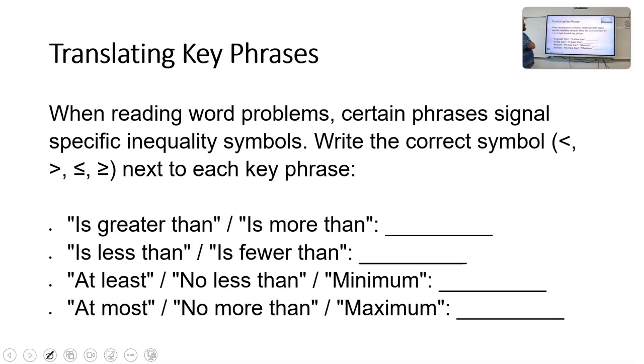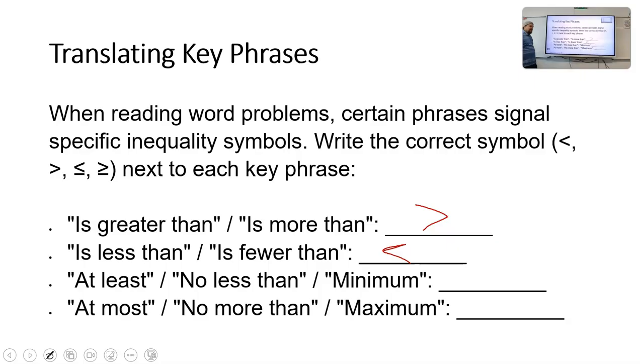Okay, so let's do some practice with translating key phrases. When reading word problems, certain phrases signal specific inequality symbols. Write the correct symbol next to each phrase. So if you ever see a phrase that says "is greater than" or "is more than," that would be that symbol right there. If you ever see "is less than" or "is fewer than," that would be our sign like that.